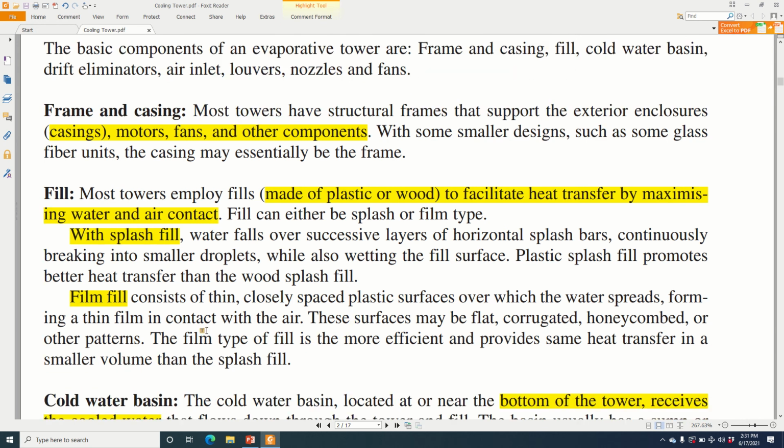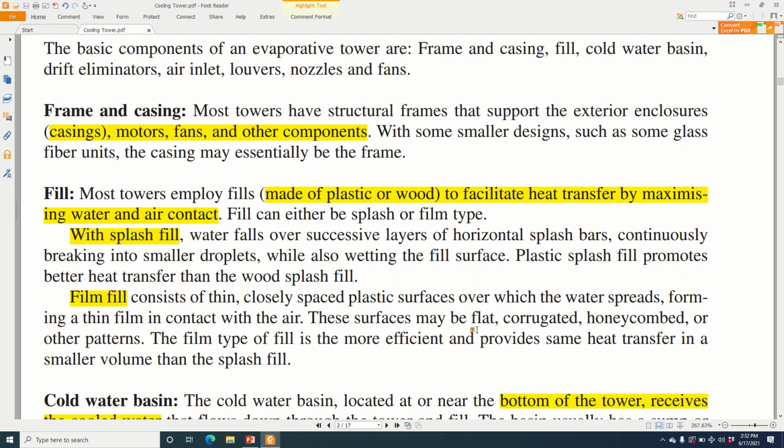The second type of fill is film fill. It consists of thin, closely spaced plastic surfaces over which the water spreads, forming a thin film. So in this type, a film is made of water, like a film that is made in lubrication theory in bearings. So a water film is made and that comes in contact with the air.